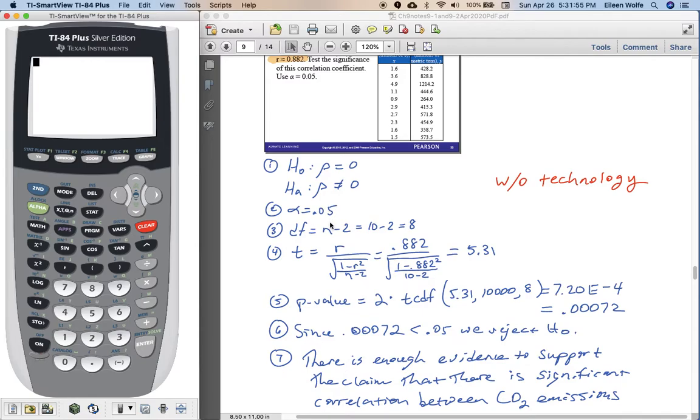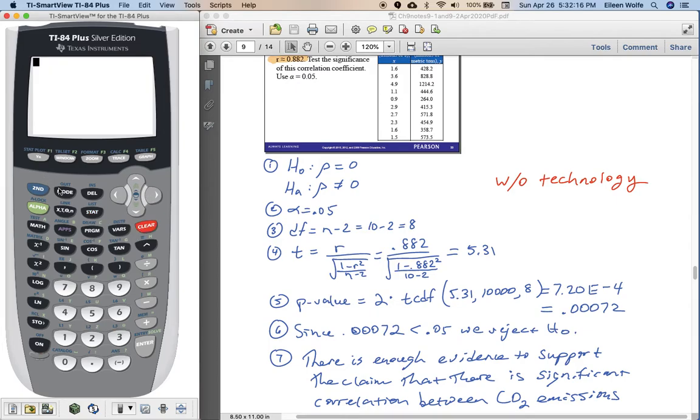The alpha level, the degrees of freedom, remember it's n-2. The test statistic, if I crunch it out only knowing the R value, here's what the math looks like plugged into this equation for this t test statistic. I got 5.31.